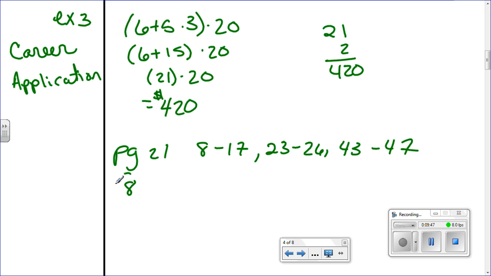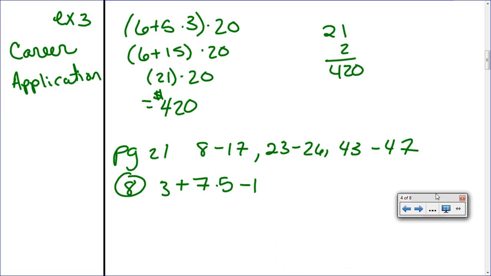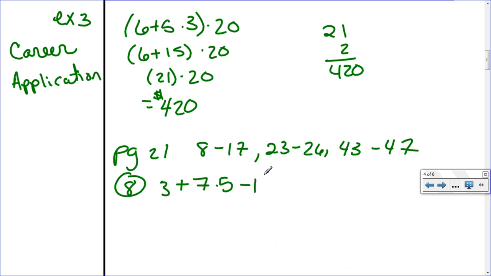So starting with number 8, it asks, simplify each expression, use the order of operations to justify your answer. So we have 3 plus 7 times 5 minus 1. So what does it mean to justify on this? Well, it just says what did we use whenever we're going through this. So what did we do?